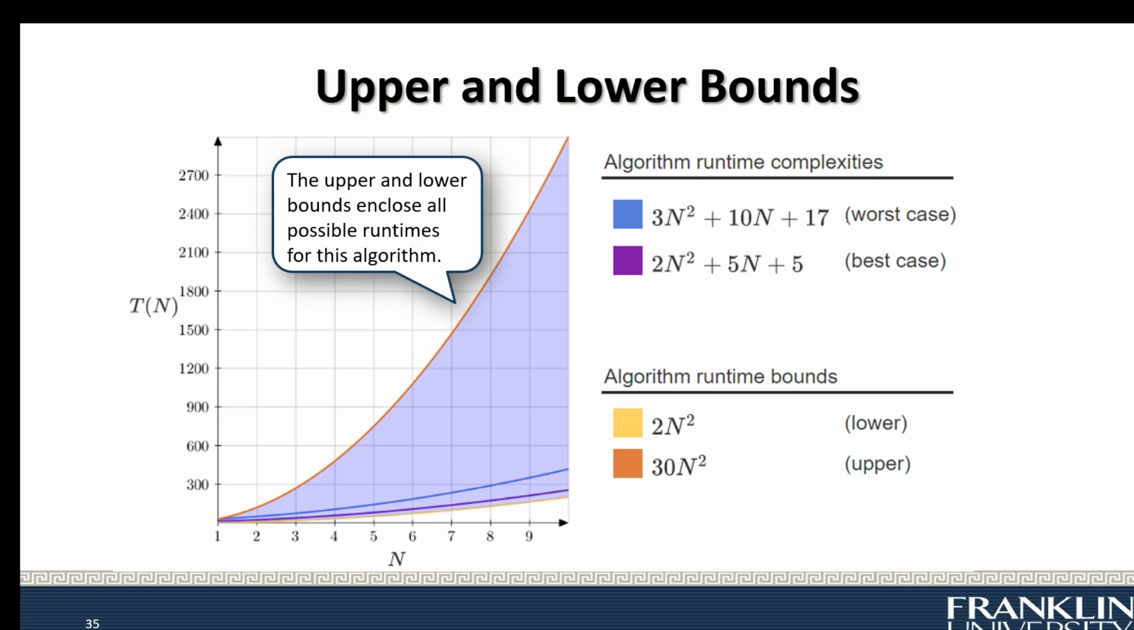So if the algorithm has the worst case 3n squared plus 10n plus 17, and the best case is 2n squared plus 5n plus 5, then the lower bound could be 2n squared, which is always less than 2n squared plus 5n plus 5. And the upper bound could be 30n squared, where 30n squared is always greater than the worst case for all n. The algorithm, which is these two here, sits between the upper and the lower bound.